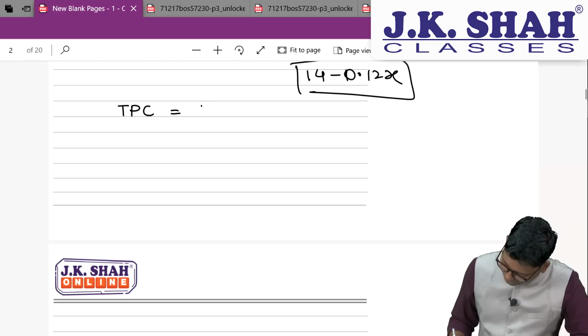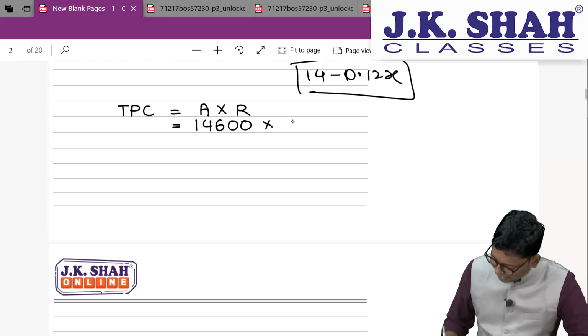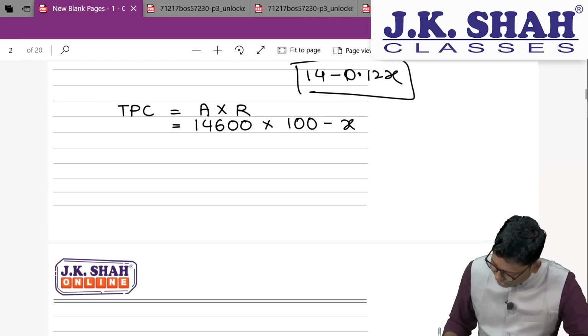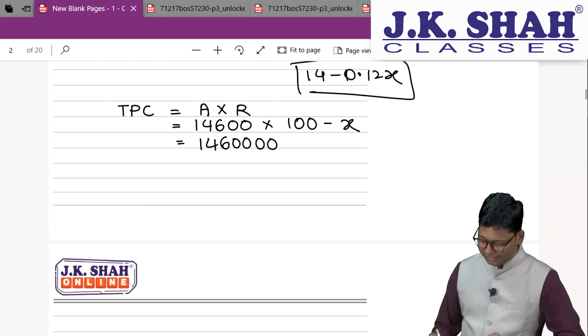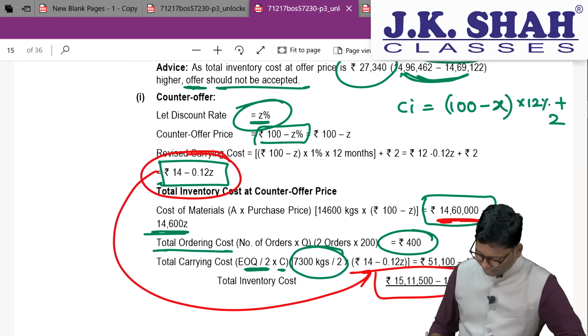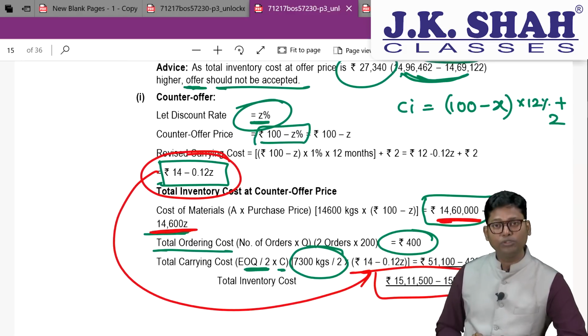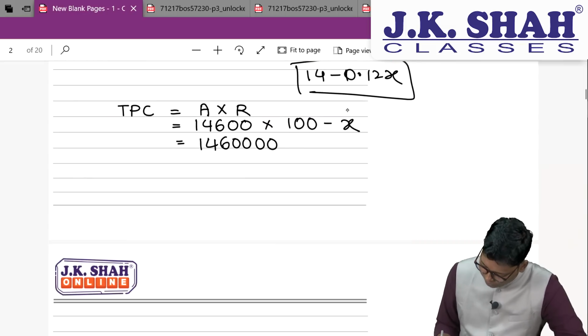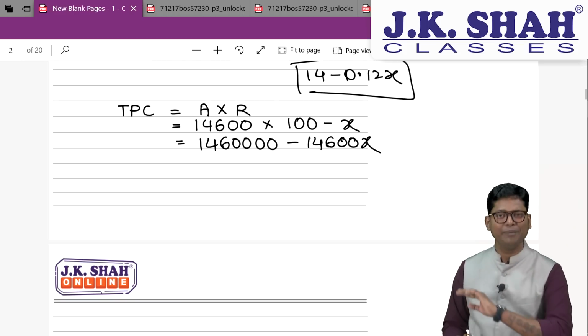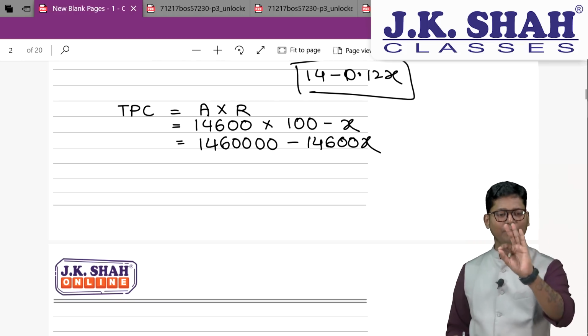Your TPC will be quantity, that is annual requirement into rate. My annual requirement is 14,600 kgs of raw material, and my revised rate is 100 minus discount. So it will become 14,60,000. The same amount is recorded here, 14,60,000, and this discount you should calculate now, and discount calculation is quite simple. Again multiplication is needed, minus 14,600X. Simple calculation. I am just preparing simple equations.